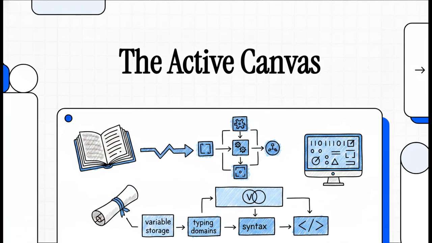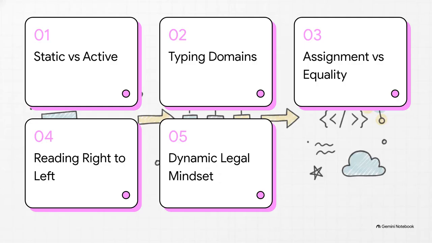Today we're diving into a really fascinating translation exercise straight from Module 4 of the Legal Engineering syllabus. We're going to explore how we can take the traditional, highly logical legal mind and literally translate that into dynamic computer science grammar. Really, it's all about shifting from static paper drafting into an active execution environment. We'll be looking at how mastering concepts like variable storage and typing domains can absolutely revolutionize how we view modern legal deliverables.